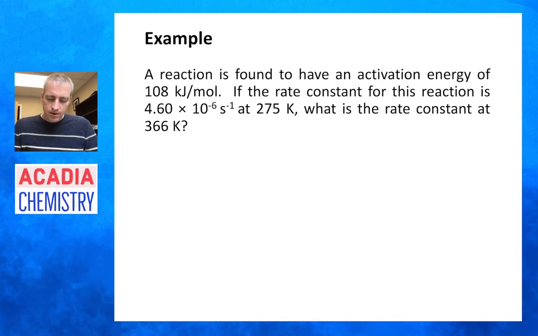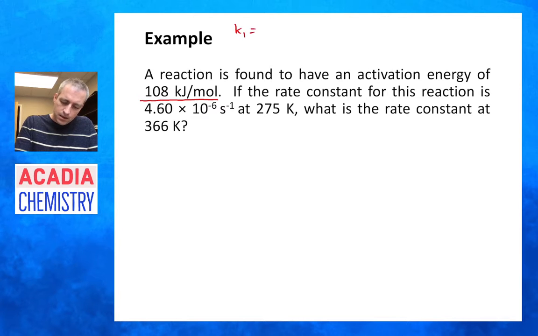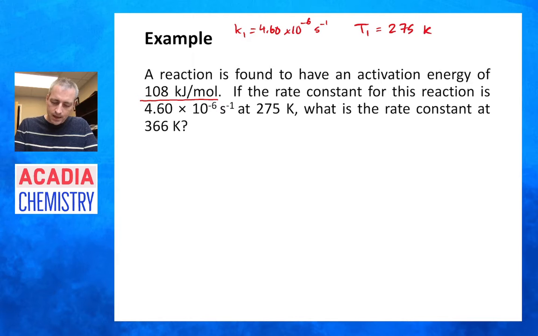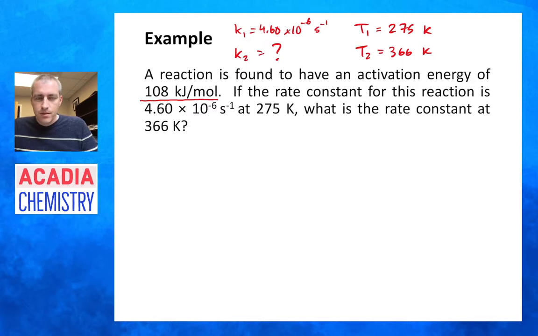Let's make use of it. It says the reaction is found to have an activation energy equal to 108 kilojoules per mole. If the rate constant for the reaction, call that K1, is 4.60 times 10 to the minus 6 seconds to the minus 1 at T1, at 275 degrees Kelvin, what will the rate constant be at T2, which is 366 degrees Kelvin? We don't know, but we can find out.